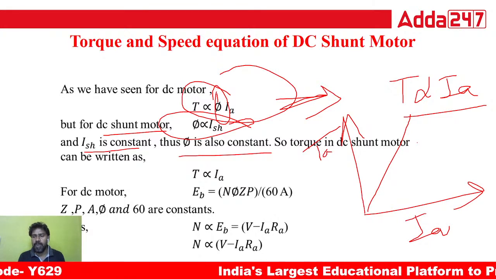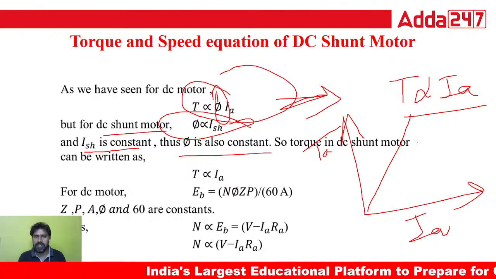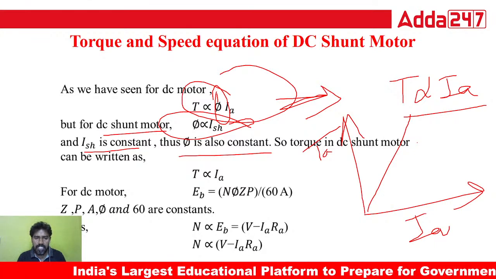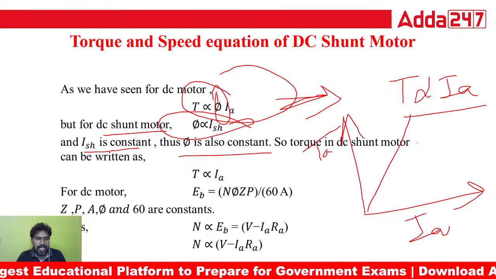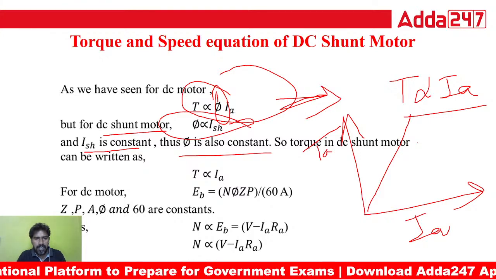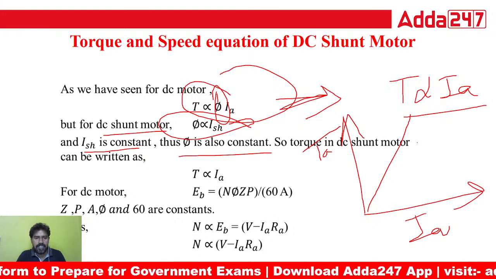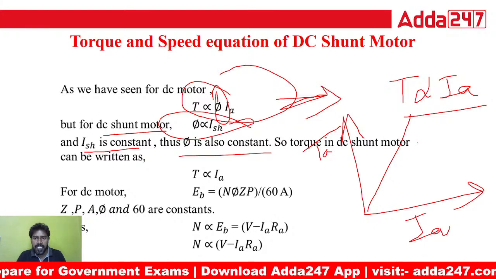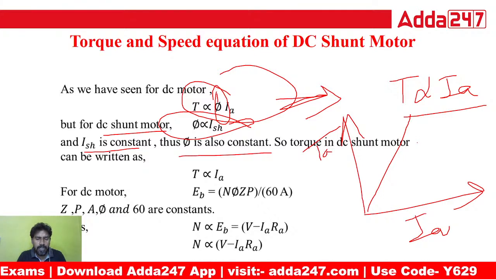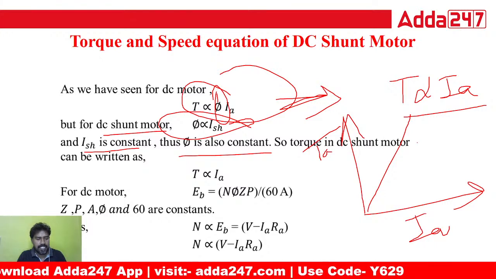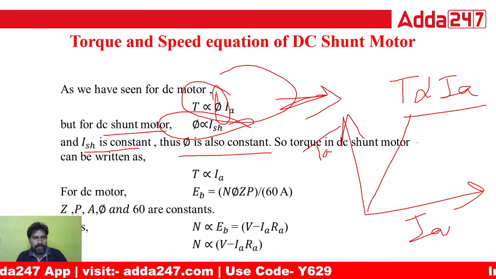Okay, in a simple way we can draw the characteristics of a DC motor if you know the equations. So that is why you must recollect the equations related to the torque, back EMF, flux, whatever equations are required to draw the characteristics. Those equations you should keep in mind, because based on that only we are going to draw the characteristics.